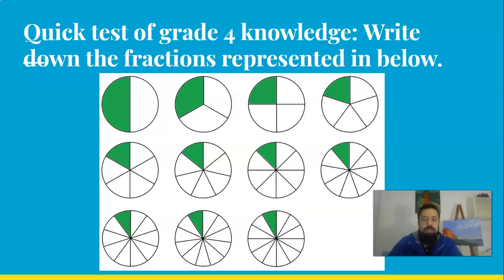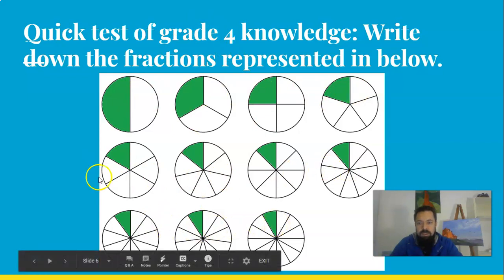So just to remind you, to find the denominator, we look at how many pieces the circle has in total. So 1, 2, 3, 4, that's to find the denominator. To find the numerator, we ask ourselves how many are actually colored in, how many are shaded. And just a reminder, we're going across 1, 2, 3, 4, 5, 6, 7, 8, 9, 10, 11.